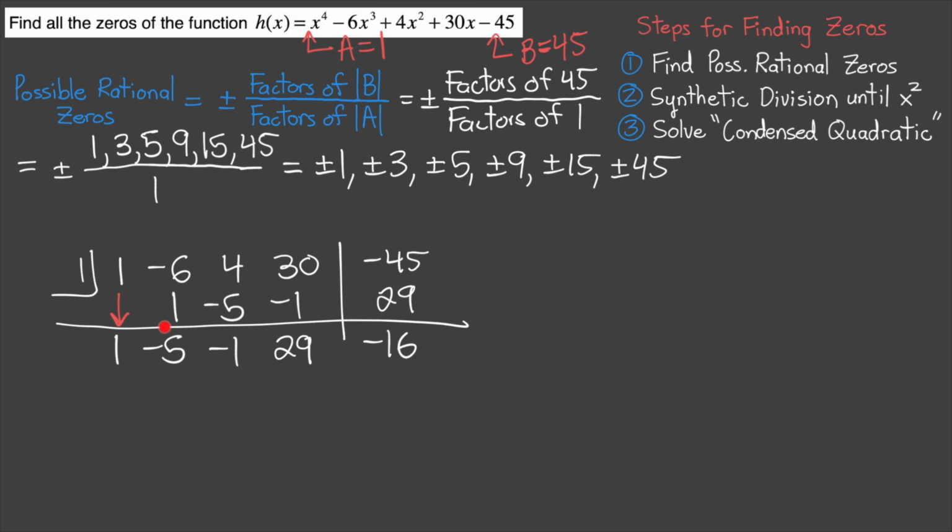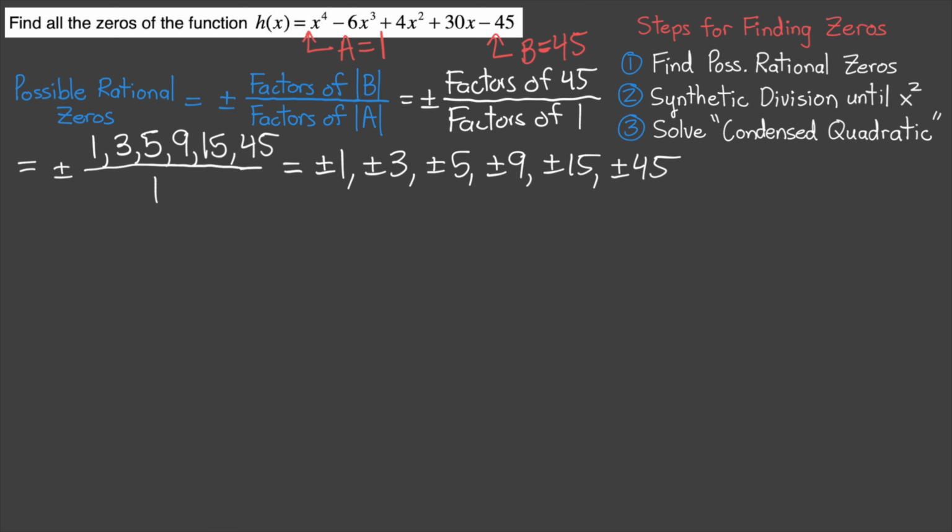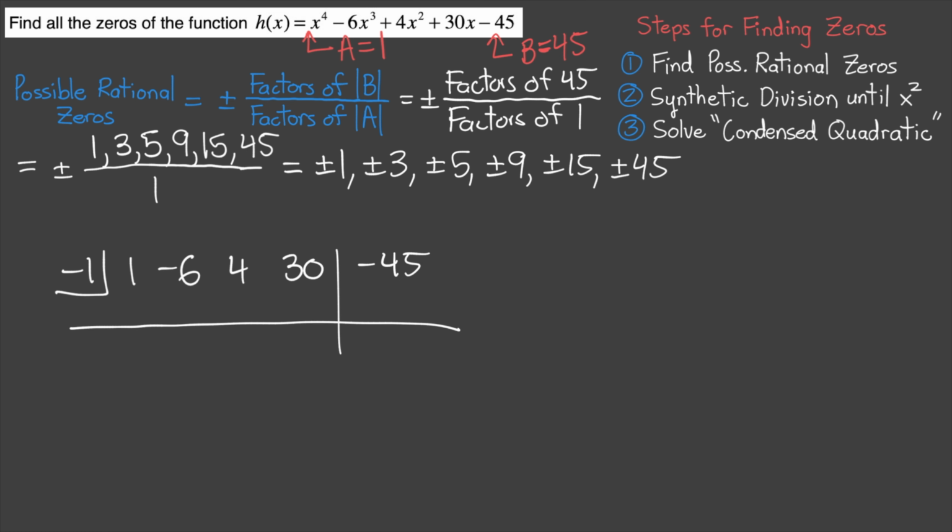So let's go ahead and get rid of our work there. And now we'll try negative 1. So 1, negative 6. Sometimes this can take a while to find one that works. So hopefully we'll bump into one that works soon. Okay, so next we bring down the 1.